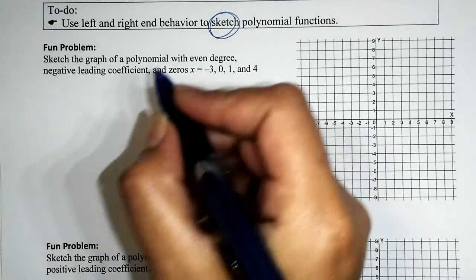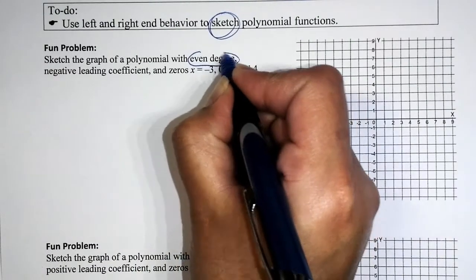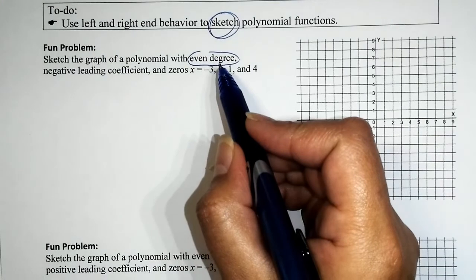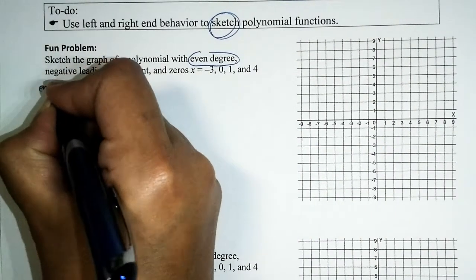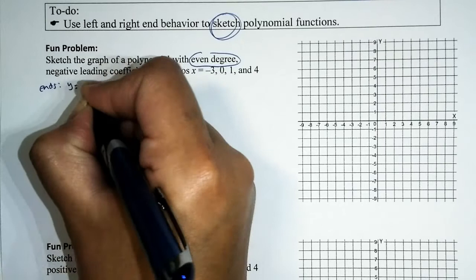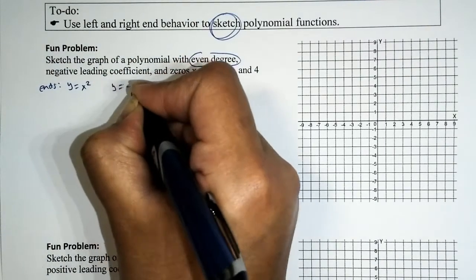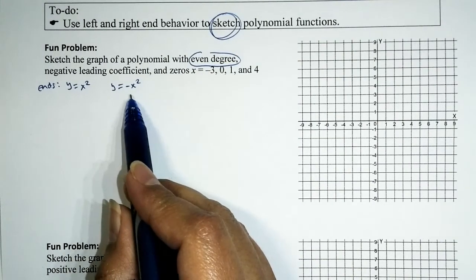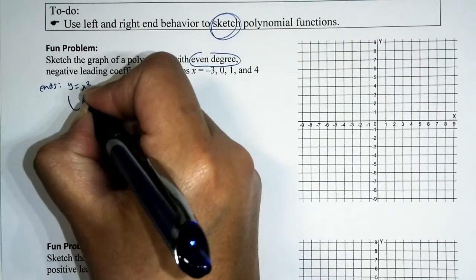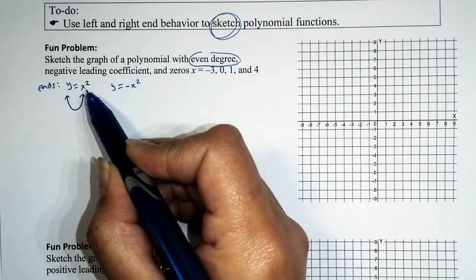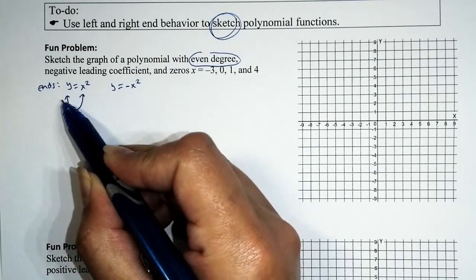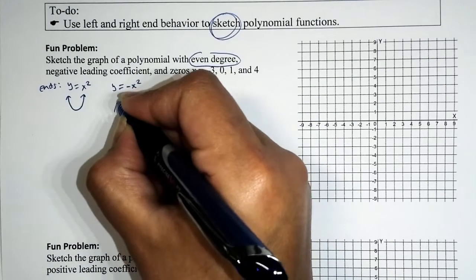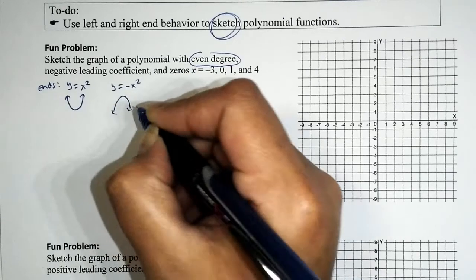If we have a polynomial of even degree, so it could be degree 2, 4, 6, 8, the end behavior is going to remind me of the square function. I'm going to put both case scenarios, when the leading coefficient is positive and when it is negative. If the leading coefficient is positive, the graph of the square function looks like this, so both ends go up. If the leading coefficient is negative, we reflect about the x-axis and both ends go down.